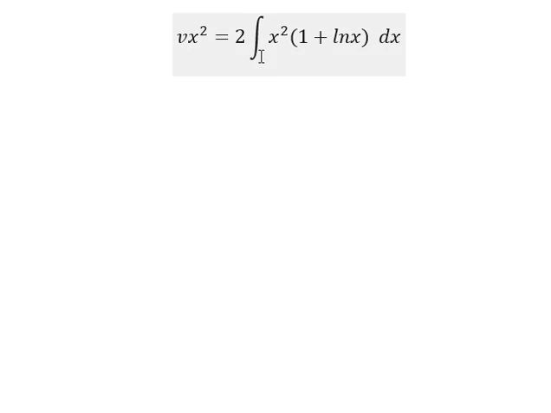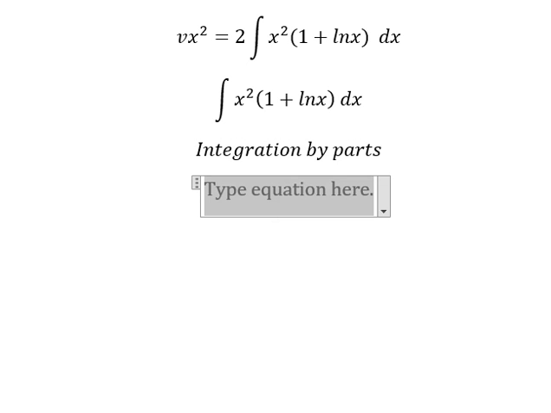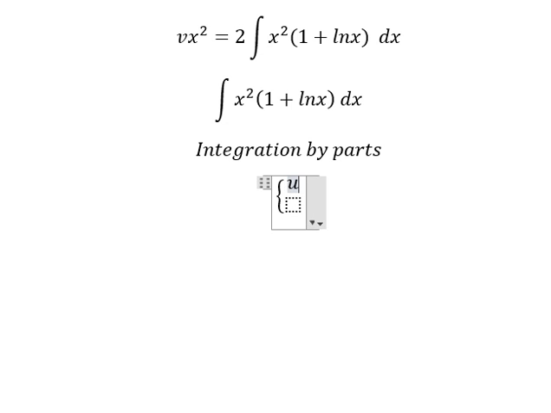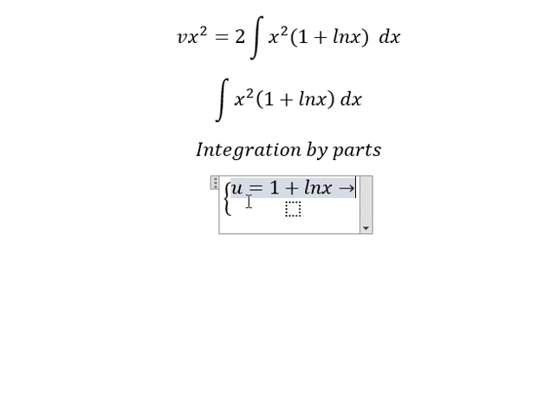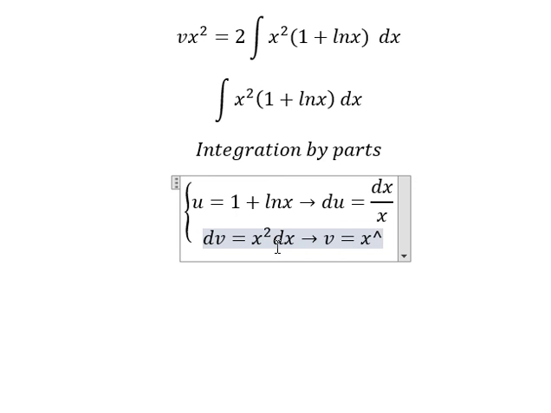Now we need to concentrate on this one. So we need to use integration by parts. So I will put u equals 1 plus ln x. Later, we take the first derivative of both sides, and we have du equals dx over x. This one is a constant, so you get 0. This one we have 1 over x from here. dv is x squared dx. The integration of this one, we have v equals x to the power of 3 over 3.